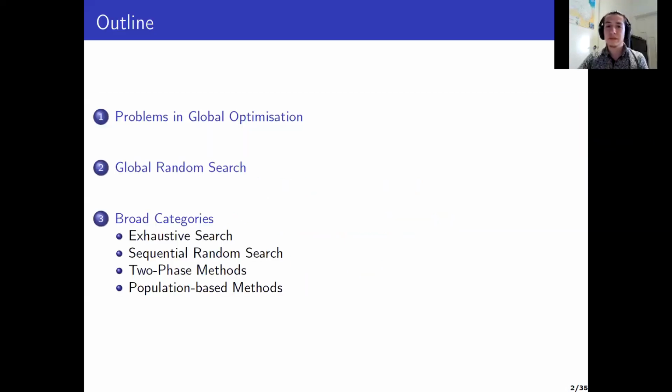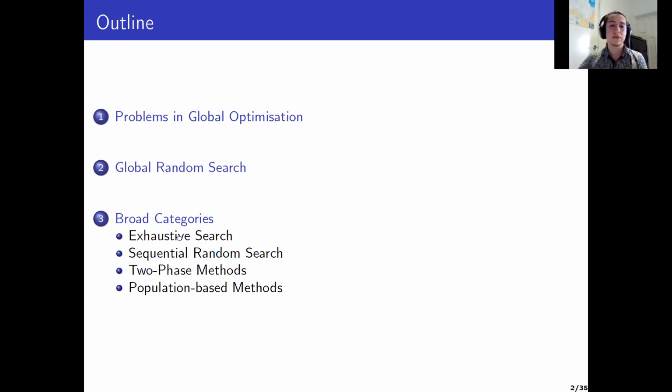So our presentation is divided into these three categories. First, I'll introduce some problems that we might stumble upon when dealing with global optimization. Then Jintao will introduce some formalities on local versus global optimization and global random search. And then we'll go through different stochastic global optimization methods divided into these four categories. This is just one way of categorizing these methods, but there are many different ways to do it.